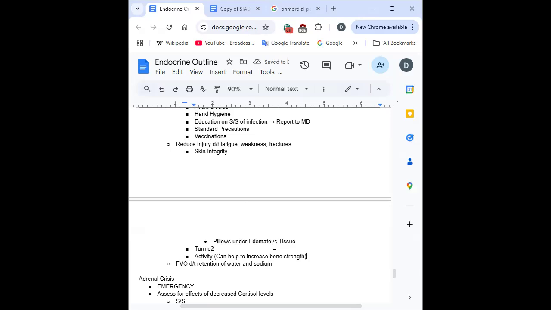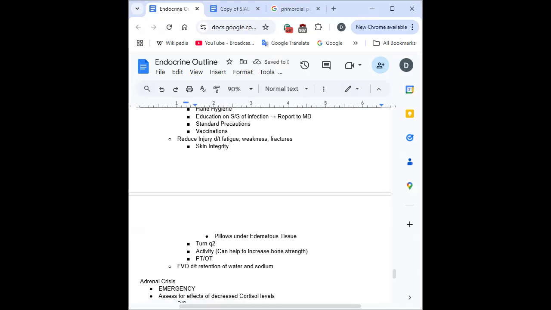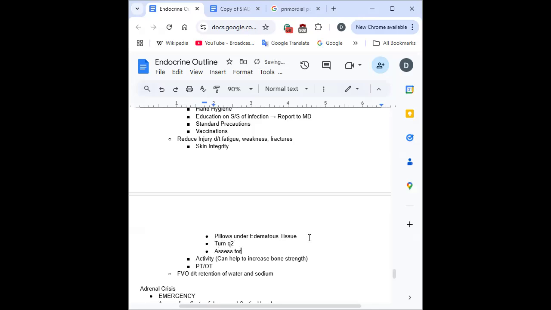That's a lot. Skin integrity, trying to keep to activity, PT can help like that. PT, OT. Okay, so then for skin integrity, the pillows. Two, assess for PI, pressure injuries.